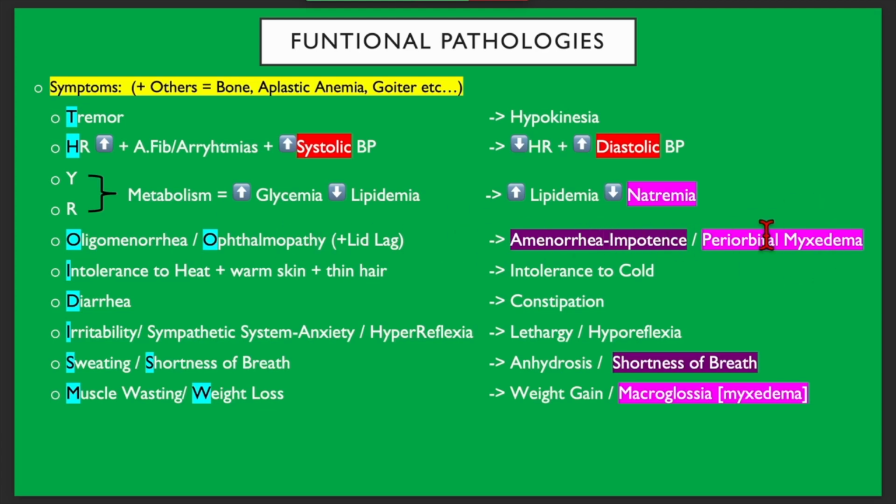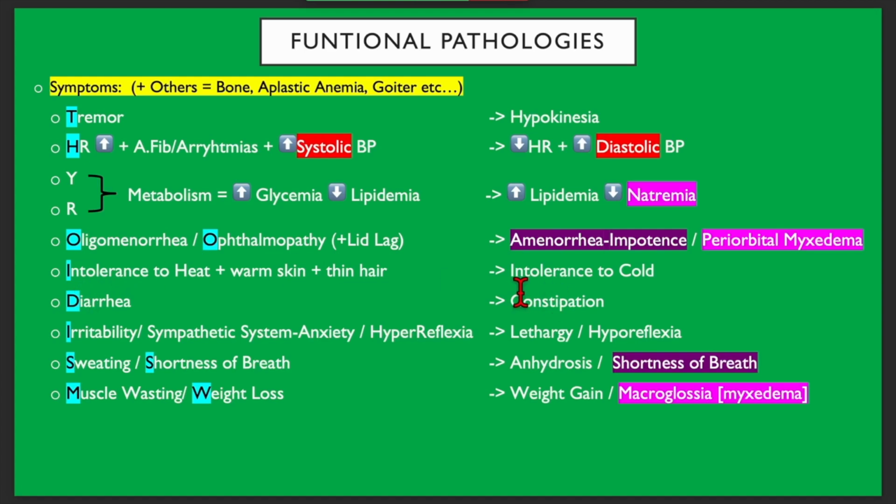Ophthalmopathy is going to become myxedema. We said the mechanism is fibroblasts. If you have low thyroid, then the feedback will say higher TSH, trying to bring the thyroid back, but the thyroid is not listening because it's diseased. So this high TSH is going to go to the fibroblasts and make the myxedema on the receptor of the fibroblasts. Intolerance to heat becomes intolerance to cold and cold skin.